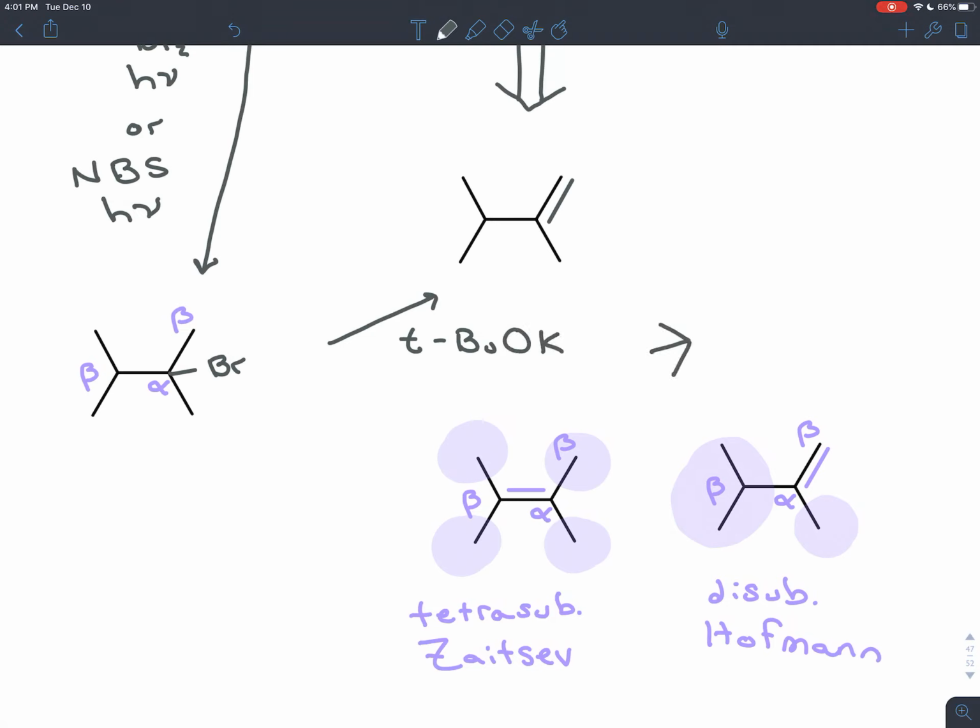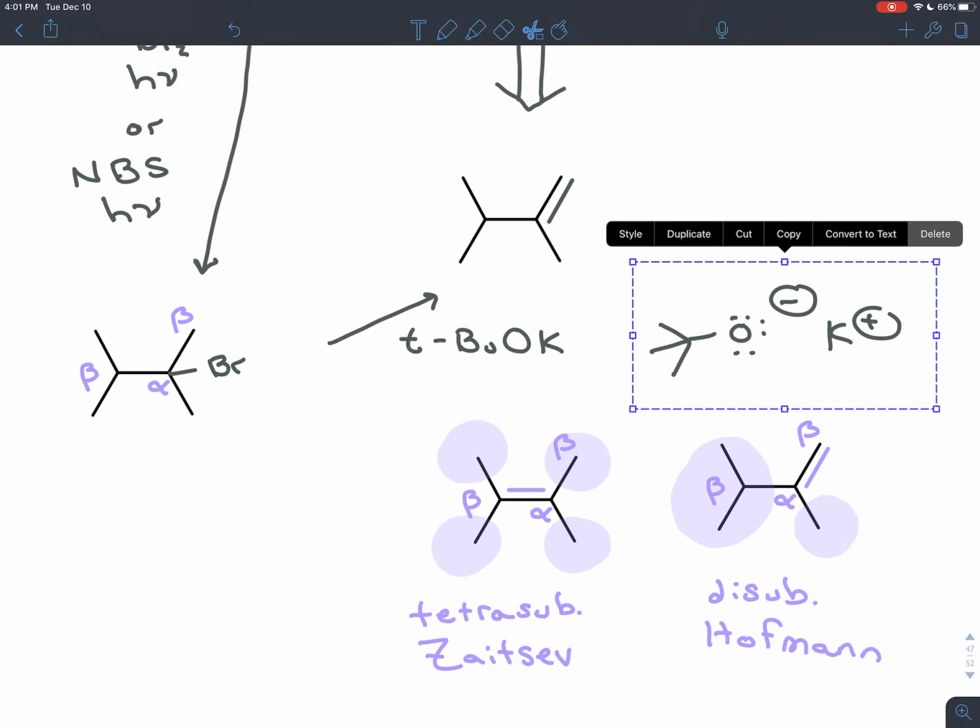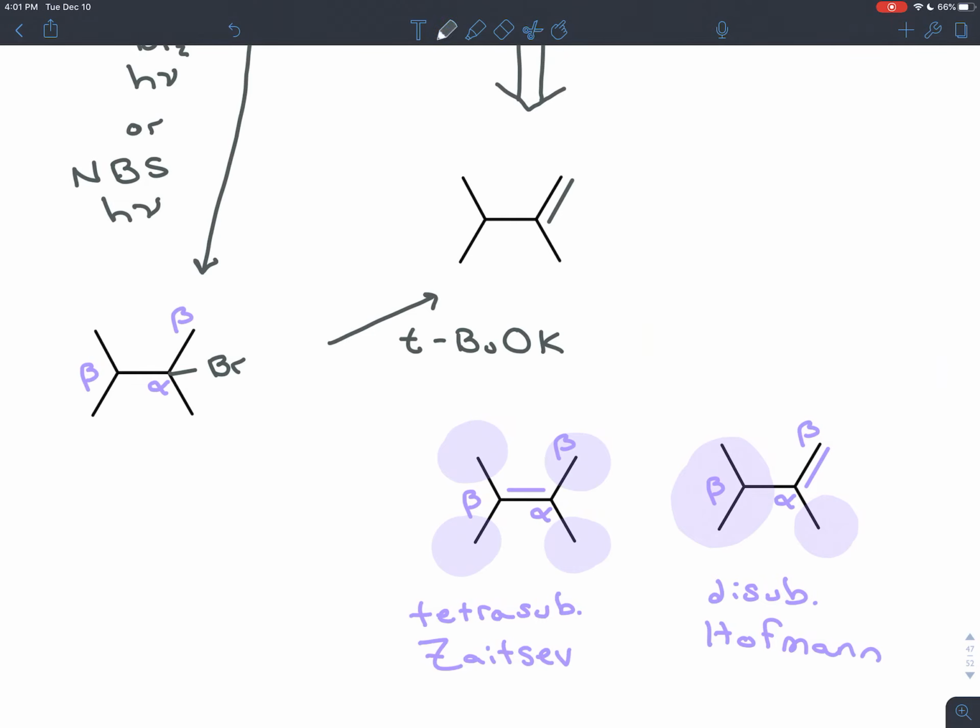You'll remember that the tert-butyl group looks like that. You can have an oxygen on it with a negative charge that's stabilized by a positive potassium. So that's potassium tert-butoxide. Now the tail of that base is so bulky that when it tries to steal a beta hydrogen, and remember that's how these reactions happen, there's a hydrogen on these beta positions that a base can steal.